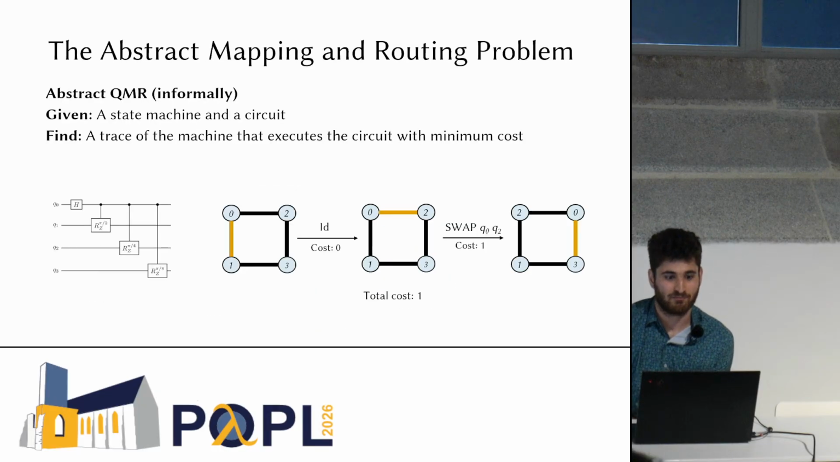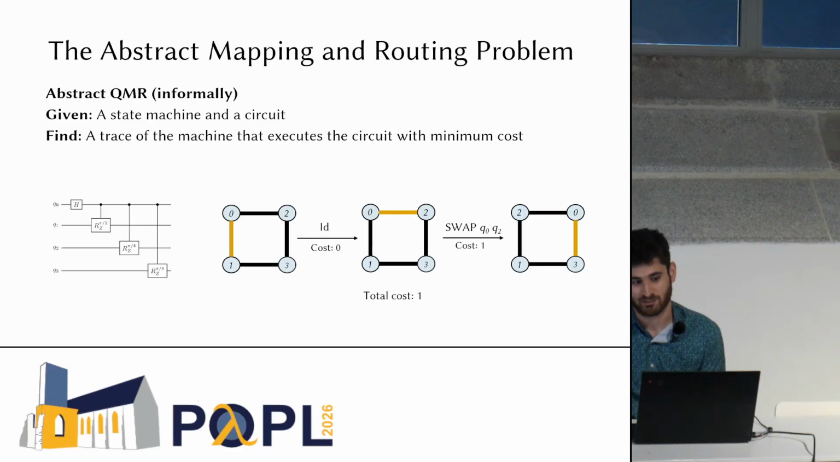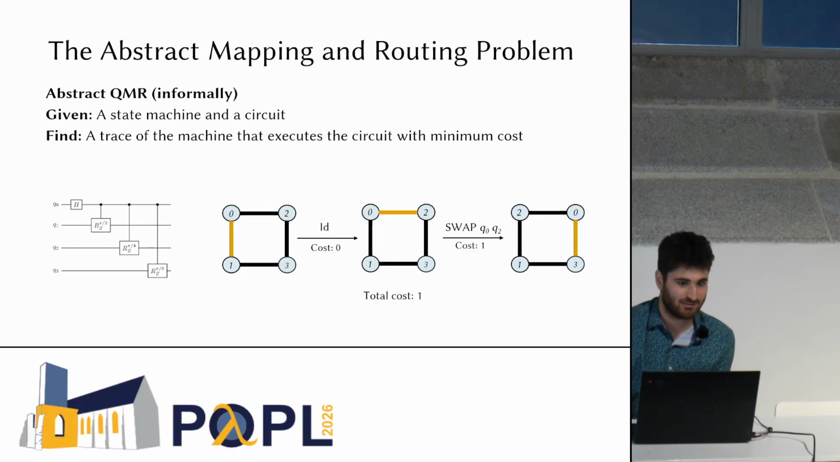So once we have the concept of a QPU state machine, we can define this abstract problem of qubit mapping and routing. The inputs to the problem are a QPU state machine along with some circuit that we'd like to execute. And what we're looking for is a schedule for executing that circuit, which we think of as a trace of this QPU state machine that executes a circuit. And we're trying to minimize the cost of execution, so that's the optimization objective.